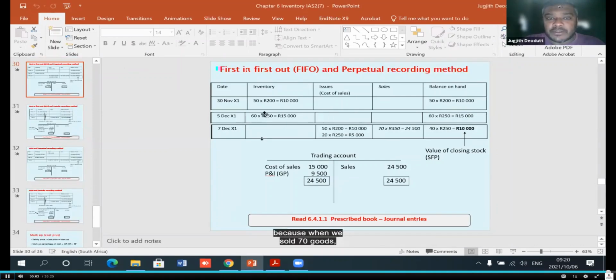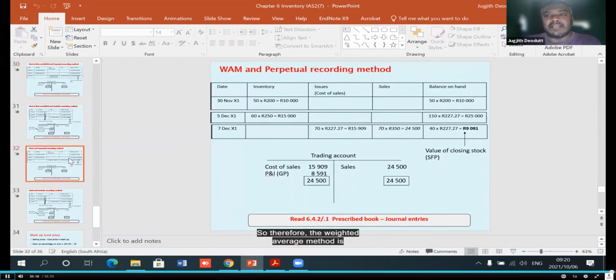More complicated, because when we... the weighted average method is a simpler method of recording. Okay. Right. Let me just stop recording there.